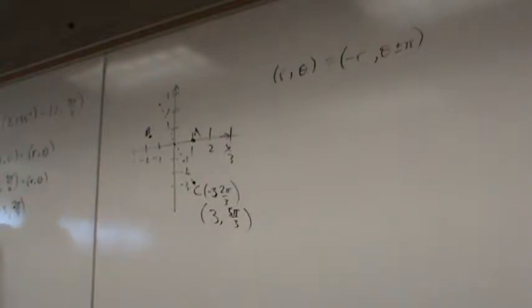So I'd like everyone to please graph this last one, -2 comma 11 pi over 6. -2 comma 11 pi over 6. Good luck.